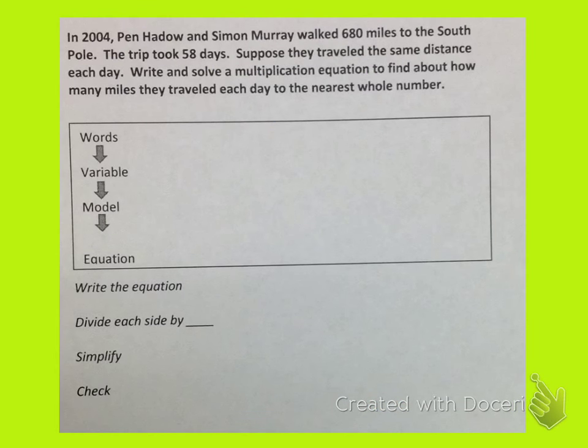In 2004, Penn Hadow and Simon Murray walked 680 miles to the South Pole.